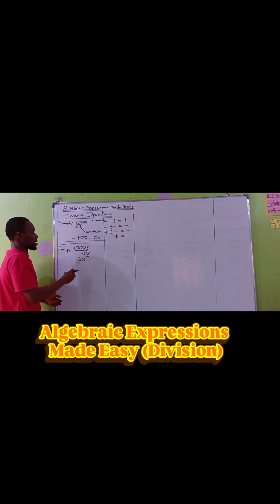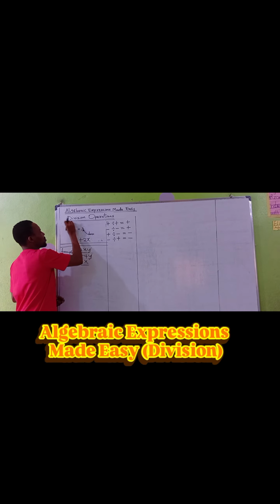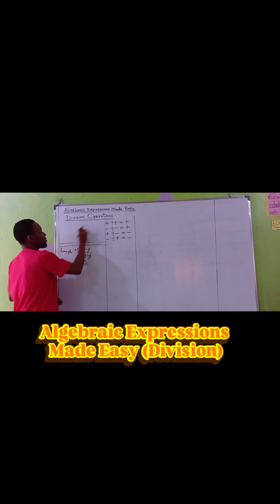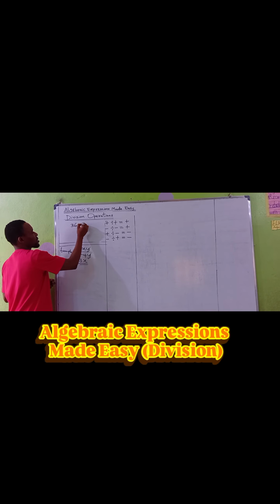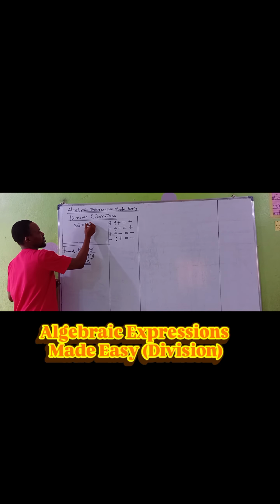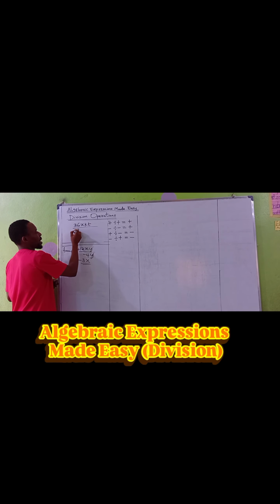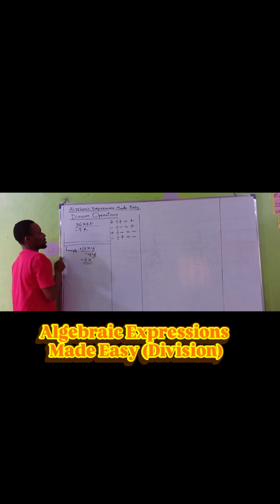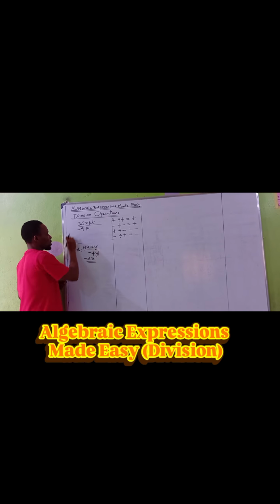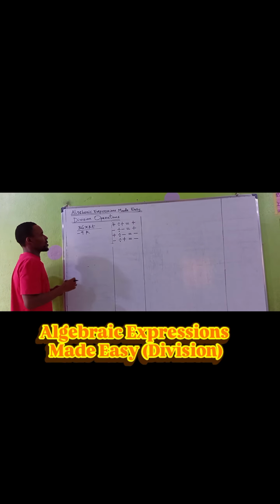Now let me give another example. Let's say we're given 36xkt divided by minus 9k. Something like this. Let's solve this and know what it will give us. Okay? How do we go about this? How do we solve this?